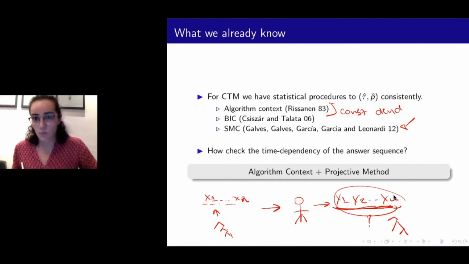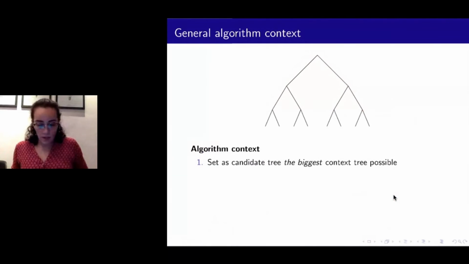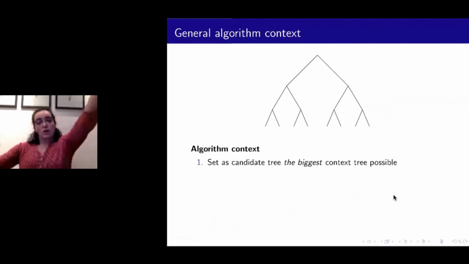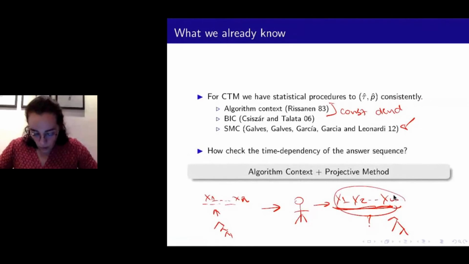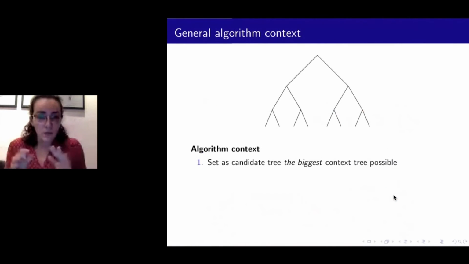Okay, this is what I will do now in the time that I still have. So the way we do it is basically with some adaptation of algorithm context and some projective method. So I will start explaining to you what is the algorithm context. Suppose in some way that you know how to construct the biggest tree possible, which makes sense for our stimuli sequence, okay? I'm not defining the biggest tree, but suppose that you have it.